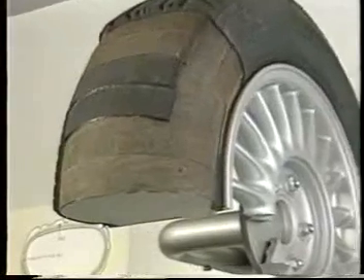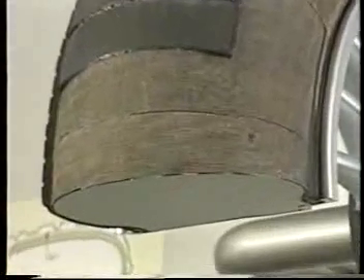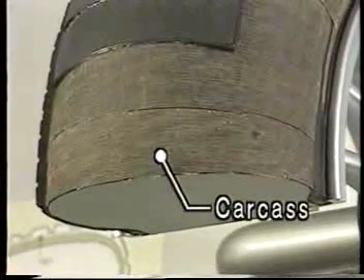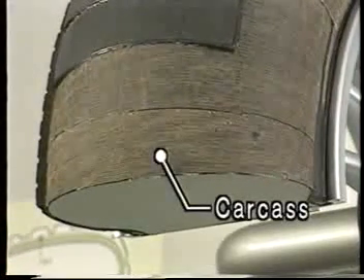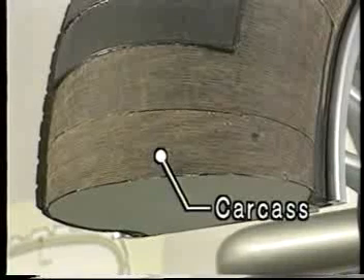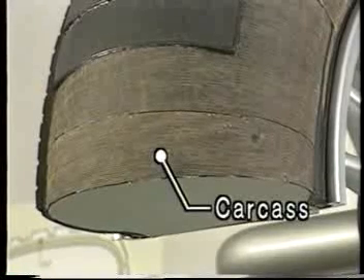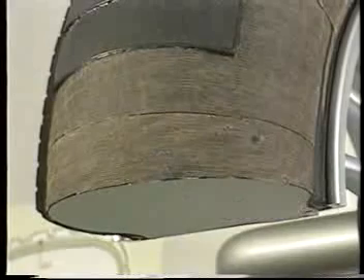A number of cords made of polyester, nylon, or steel are arranged in parallel. Then thin rubber film is stuck on each side. These sheets are stuck together and molded into the form of a tire.